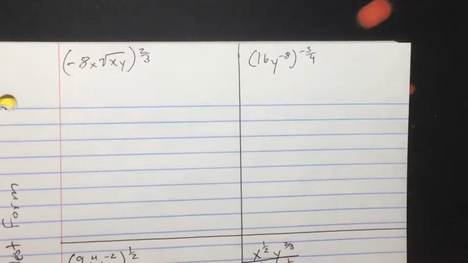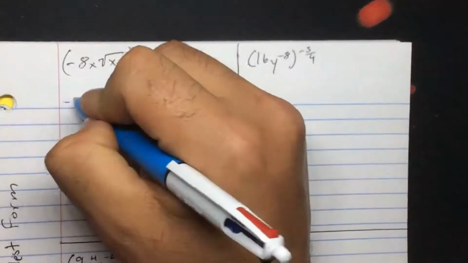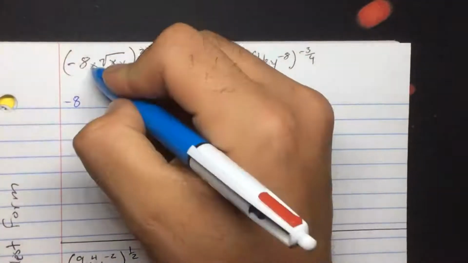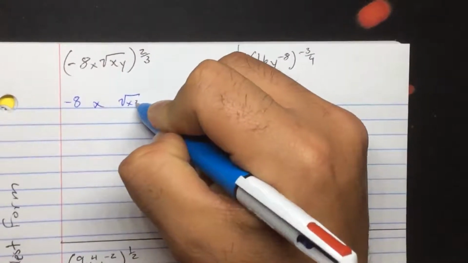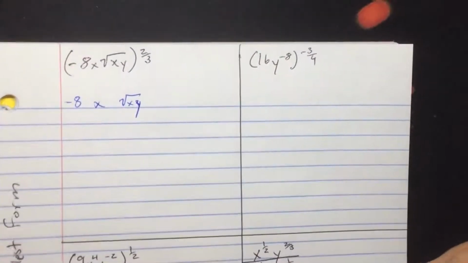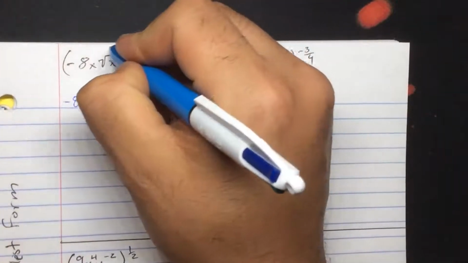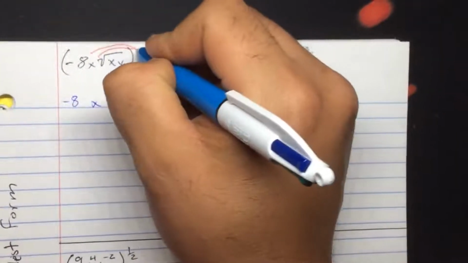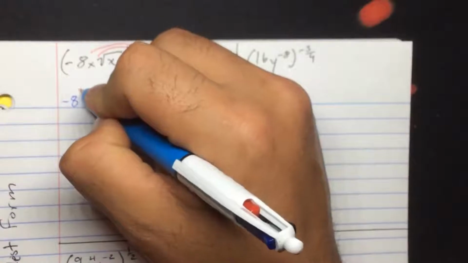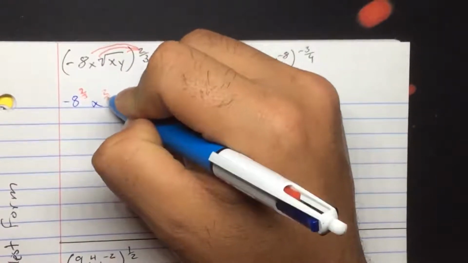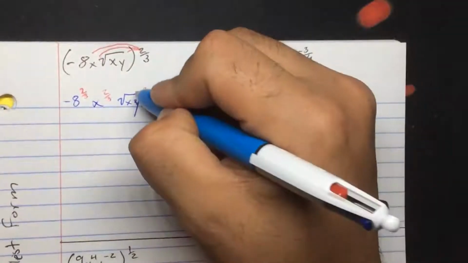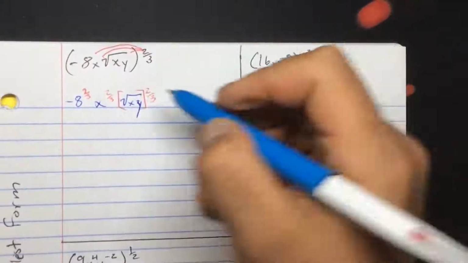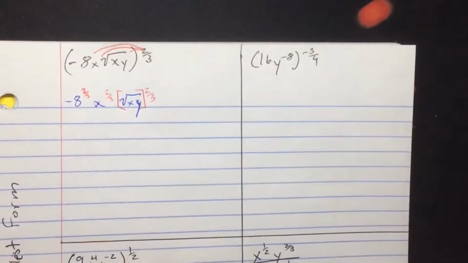So this one is actually going to be started in blue. We're going to have -8, and let's just separate all three that we have: x and radical xy, or x to the y. And this power is going to go to each of these. So we're going to have to the 2/3 here, to the 2/3 here, and to the 2/3 here as well. I'm going to put this in brackets just in case you don't think we're only doing it to the y.